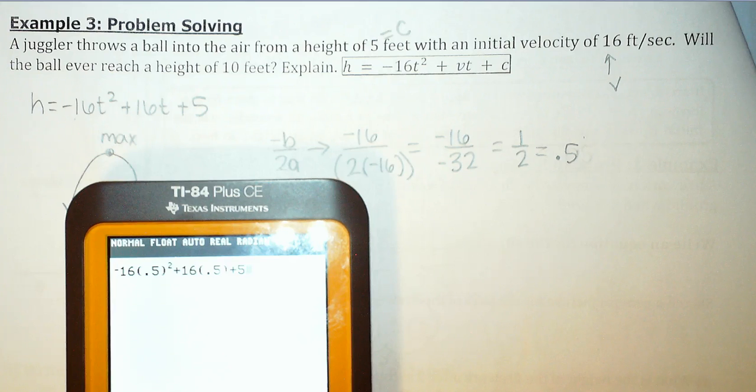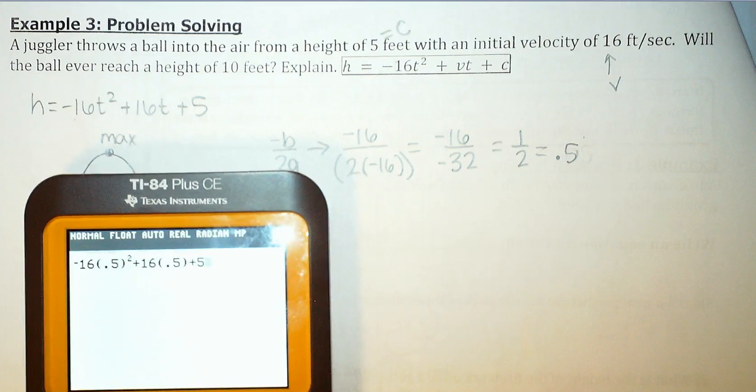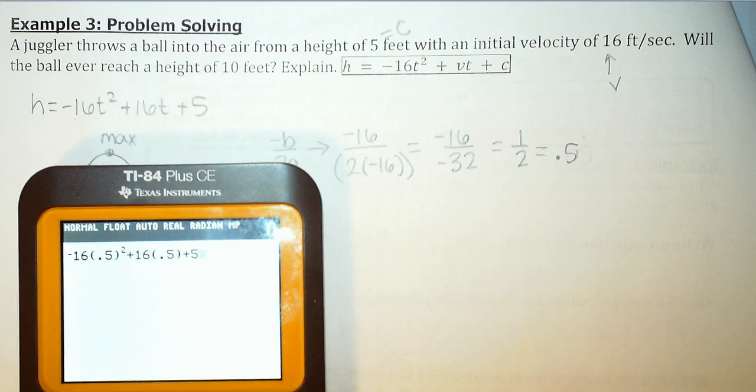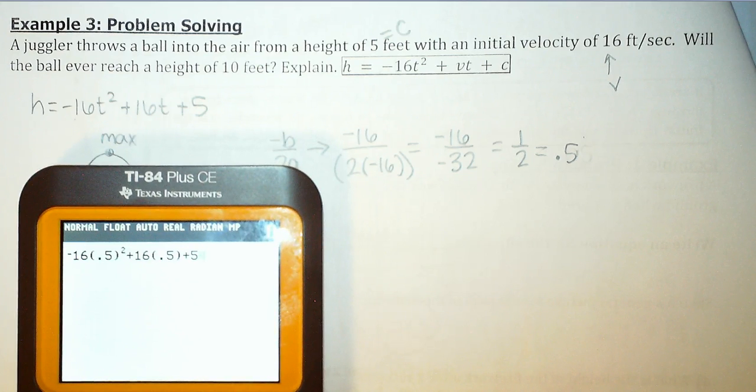Alright guys, I apologize. I keep having problems with the glare here on my calculator, so I'm trying to adjust the lighting. Okay, so I went through and plugged in, everywhere I saw a t, a 0.5 or a 1/2, so we can simplify this. I'll go ahead and hit equals. So it takes half a second to reach the maximum height, and as I calculated that, that's 9 feet.